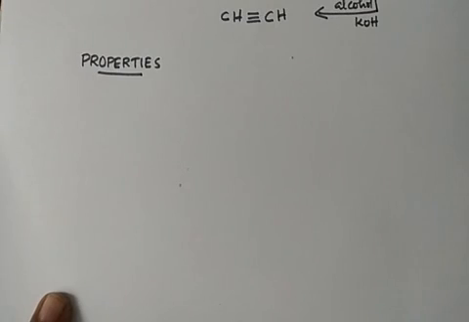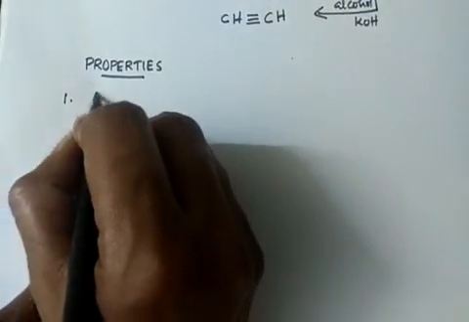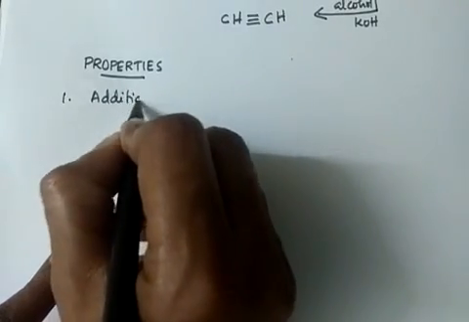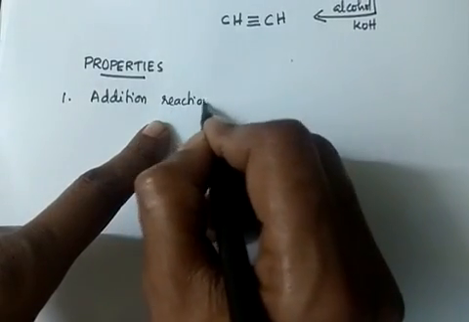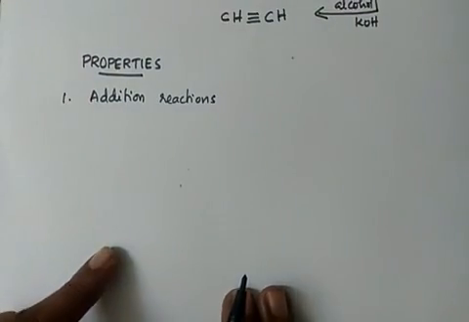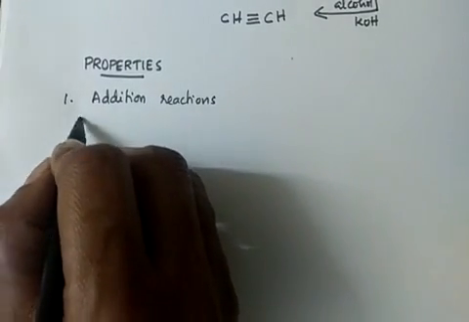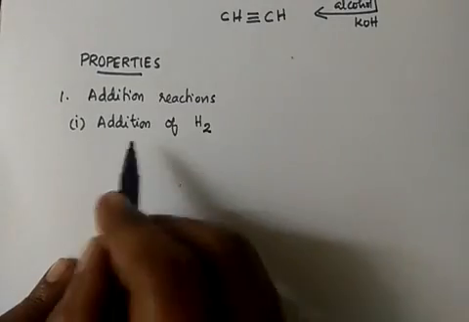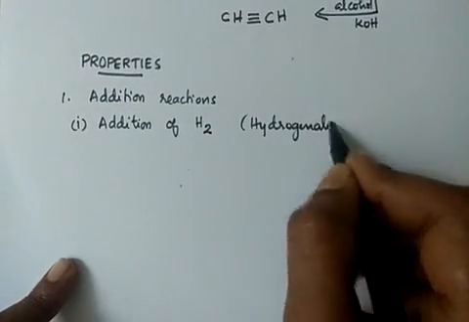Now let's see the properties. Physical properties of alkynes are similar to those of alkanes and alkenes. Now see the chemical properties, the chemical reactions. The first reactions are addition reactions. As pi bonds are present, addition reactions take place. The first reaction is the addition of dihydrogen, which means the hydrogenation process.